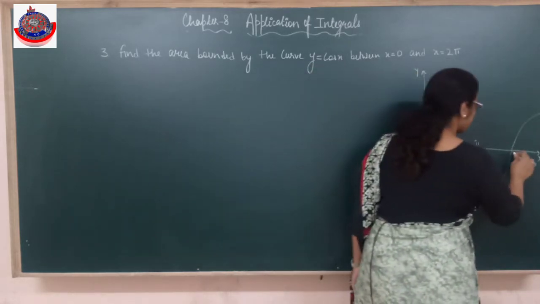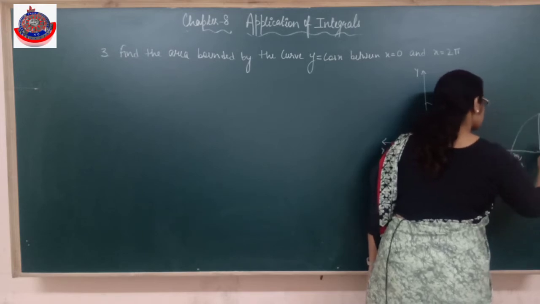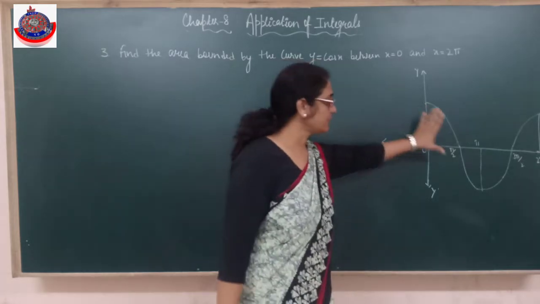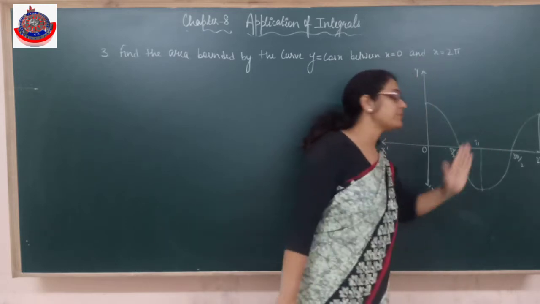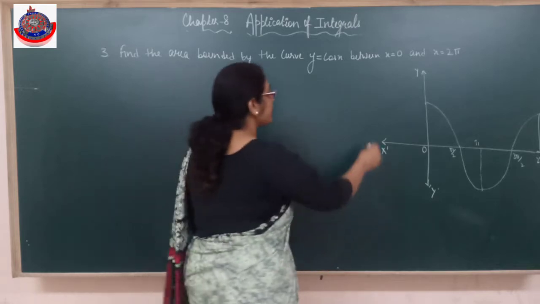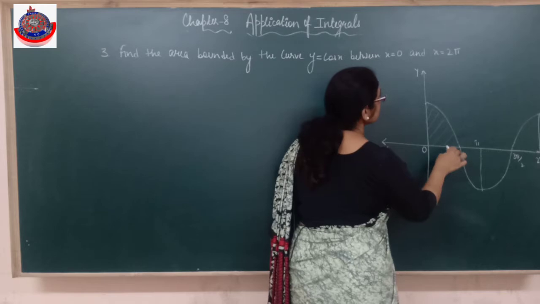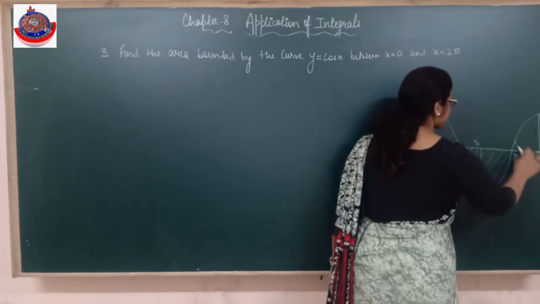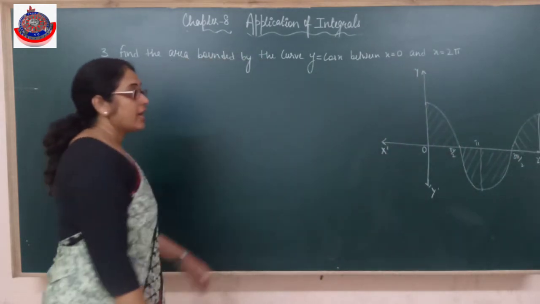So suppose this is 3 pi by 2, and this is 2 pi and so on. This is the graph. At 0 it is 1, at pi it is minus 1, at 2 pi it is 1, and at pi by 2 and 3 pi by 2 it is 0. We know this according to the quadrants also. So that means I need this area, 0 to 2 pi, this area and this area.